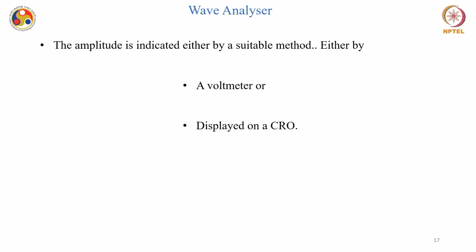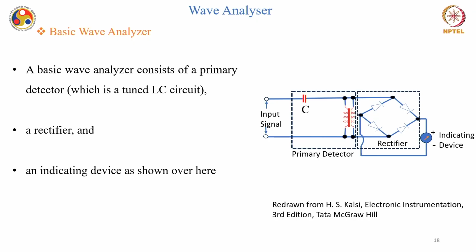The amplitude is indicated by a suitable method. You can either choose a voltmeter to show the instantaneous value, or you can use a CRO to see the complete waveform for the previous measurements, and you can also store them. A basic wave analyzer is shown over here. You can see that there are different components.